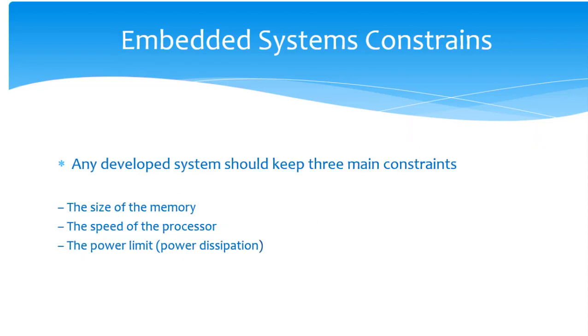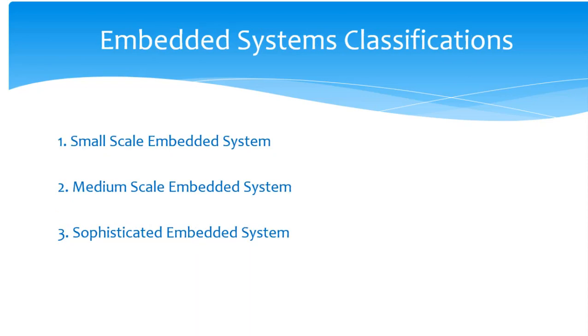Embedded system constraints. Any developed system should keep three main constraints: the size of the memory, the speed of the processor, and the power limit. Embedded systems classifications. There are three embedded system classifications or classes. We have small scale embedded system, medium scale embedded system, and sophisticated scale embedded system.